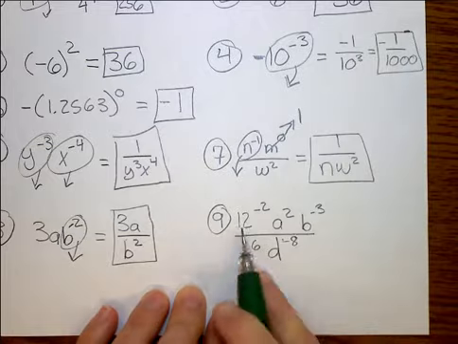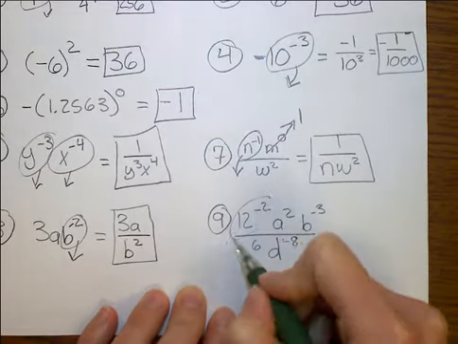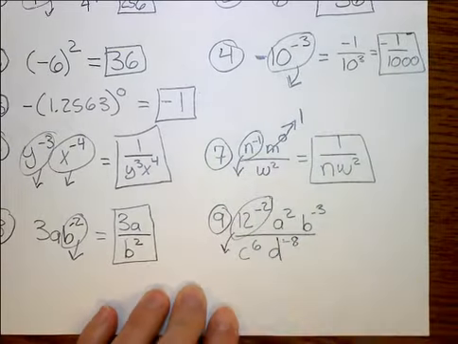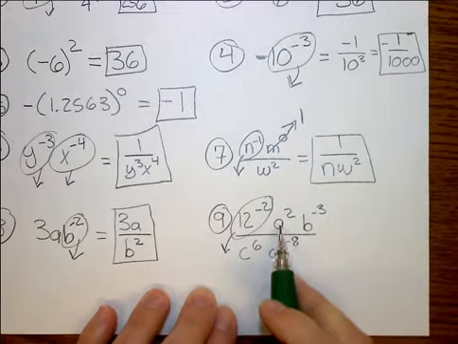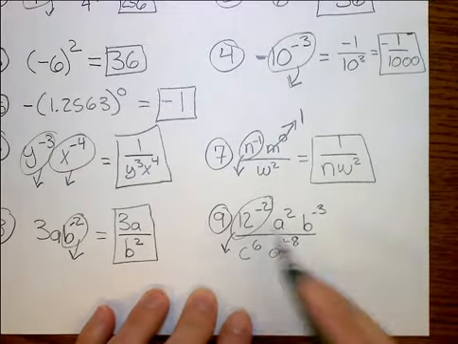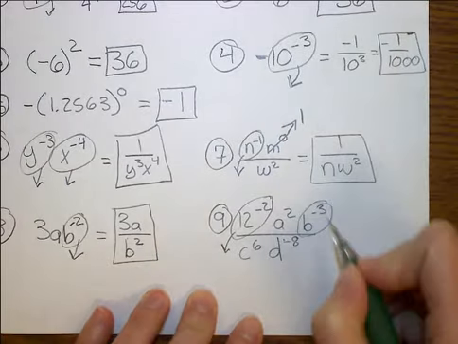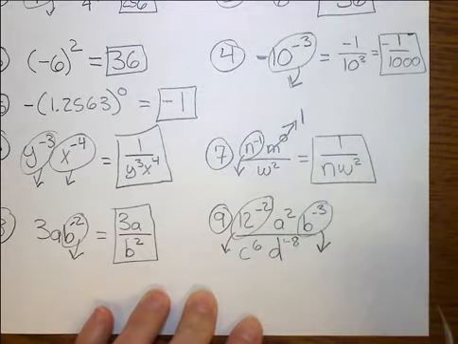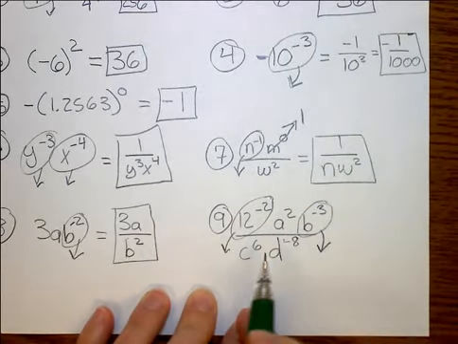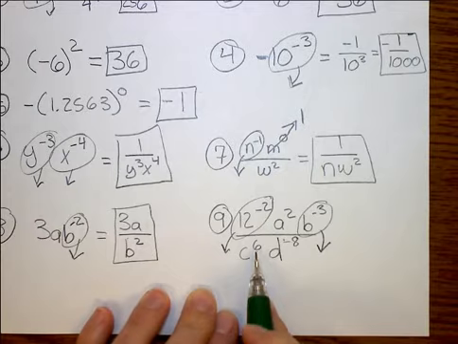So you have 12 to the negative 2nd. Oh, that's a negative exponent. That's going to be moving down. A squared. Oh, positive exponent stays right where it is. B to the negative 3rd. Oh, negative exponent. We have to move it. C to the power of 6. Positive exponent stays right where it is.